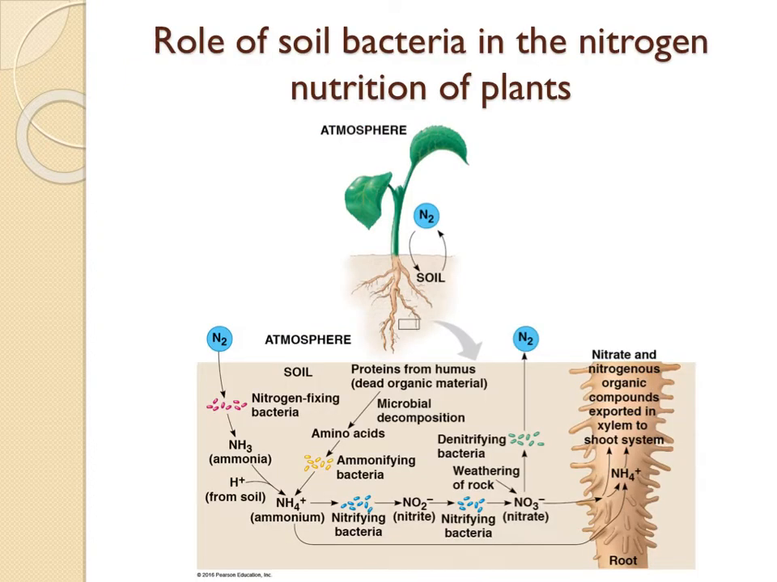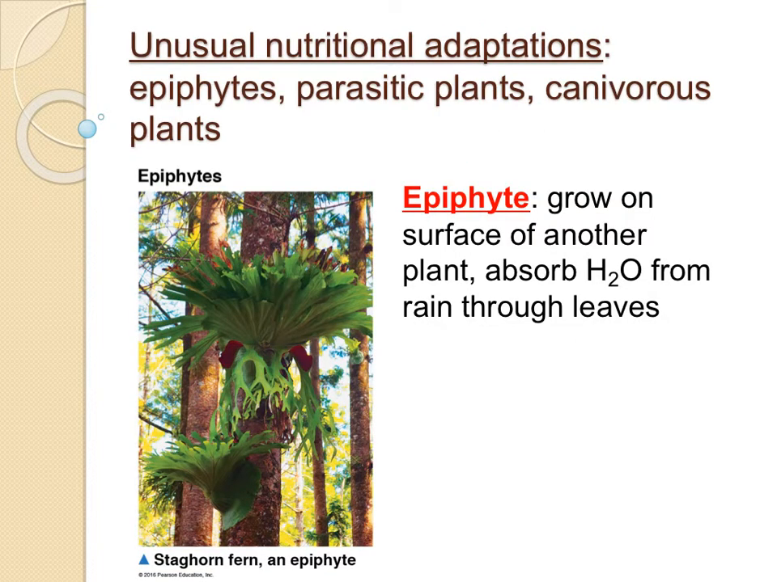Within the soil, there's a variety of bacteria that play a role in the nutrition of plants because they are able to convert atmospheric nitrogen to other forms of nitrogen that plants are actually able to absorb and utilize. Besides our traditional plants, some have unusual nutritional adaptations, such as this plant right here. This is an epiphyte, and epiphytes are plants that grow in humid conditions like the tropical rainforest, where there's a lot of rainfall in the air. And so these plants actually don't really need an extensive root system. They grow directly on the surface of other plants and absorb water from the rain through their leaves.